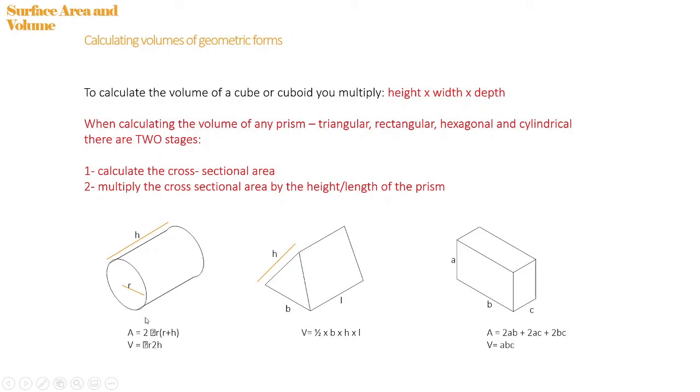is. Okay, and again, sorry, my pi symbol has disappeared there. So you figure out the cross sectional area, and then that gives you the area of that surface, and then the volume of it is times that by whatever the height or the length of it, that thing is.